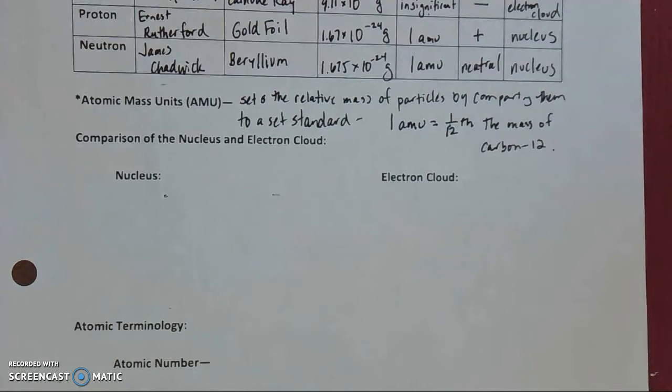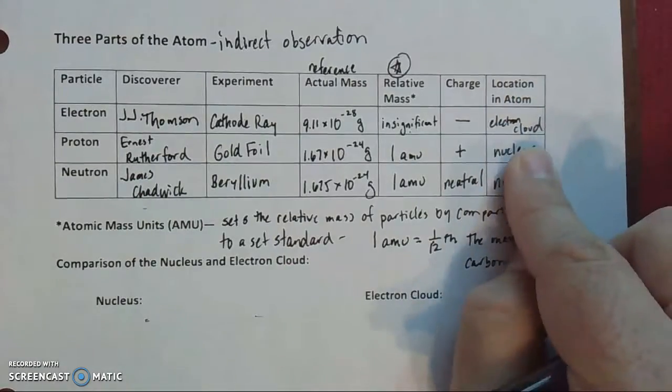Welcome back to video 4 for lesson 2 in unit 3 of Chemistry 1. This is the last video talking about the atom for this lesson. This is going to be looking at a comparison of the nucleus and the electron cloud. We mentioned this a little bit up here in this chart.